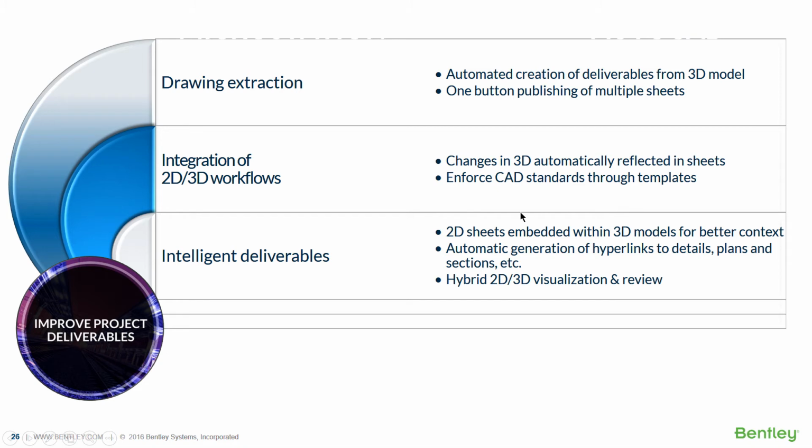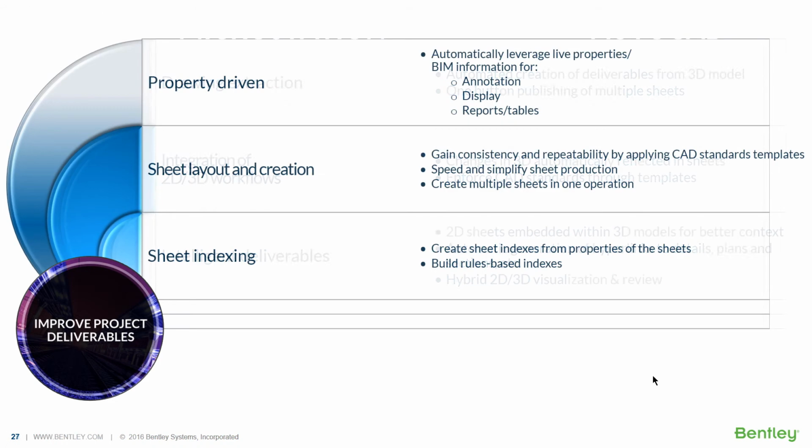So changes are automatically reflected. You can enforce all the CAD standards. I was able to control arrow sizes, text sizes. I was able to control exactly what pieces of information I wanted to display with regards to the properties of the cells. I can completely enforce those standards. So if I'm going to be doing three-dimensional work, I can see the two-dimensional sheets embedded within the 3D models for better contextual understanding of my 2D versus 3D, and automatic generation of hyperlinks, details, plans, and visualization. So lots of great stuff with that workflow.